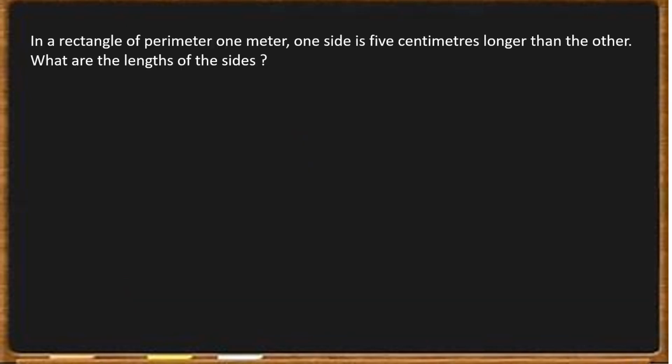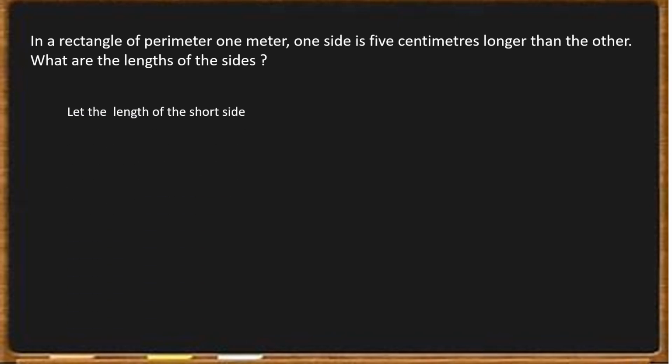Next we are discussing another question. Read the question. In a rectangle of perimeter 1 meter, one side is 5 centimeters longer than the other. What are the lengths of the sides? Here you have a rectangle. And which are the quantities given? Perimeter is given and a relation between length and breadth is given. And so some of you can do this using mental calculation. You can do it. Here we are discussing the other two methods.